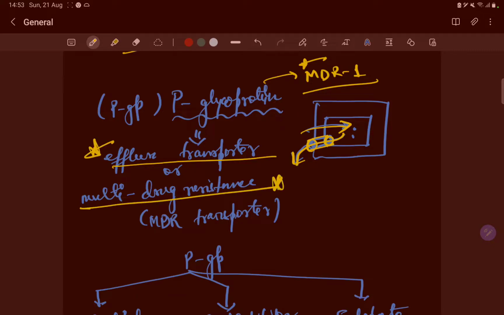And this is a way of causing resistance in organisms. The organisms have a way of causing resistance by using this kind of transporter. Whatever drugs we give to act on the bacteria, it will throw out. Okay, whatever we give, it will throw out. It is an efflux transporter.